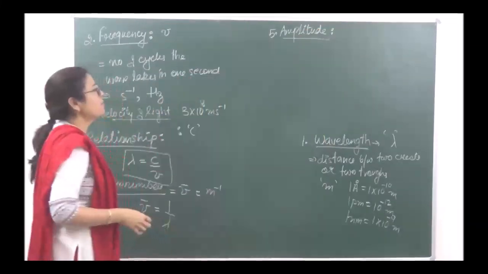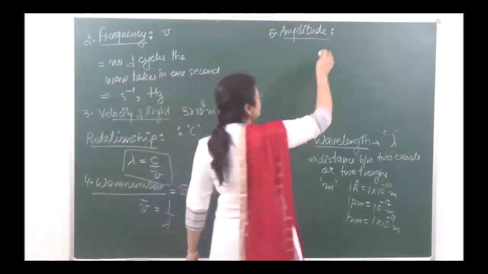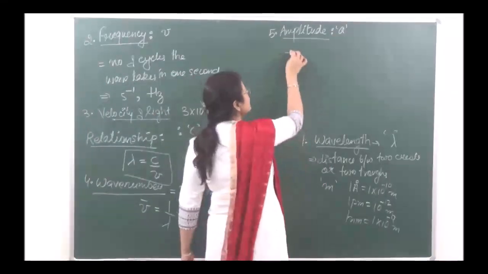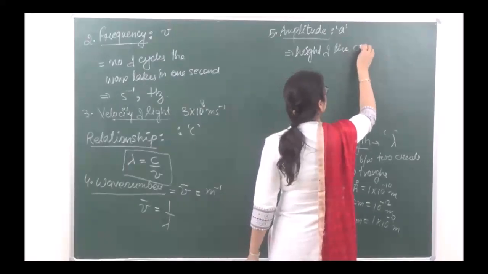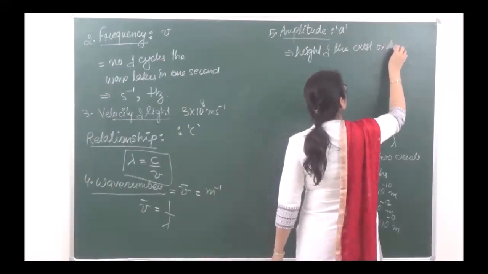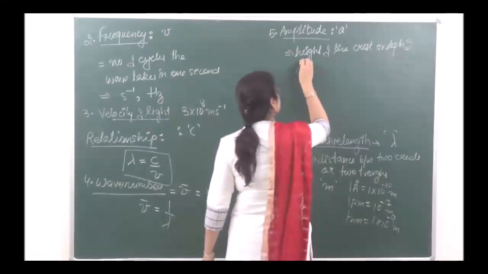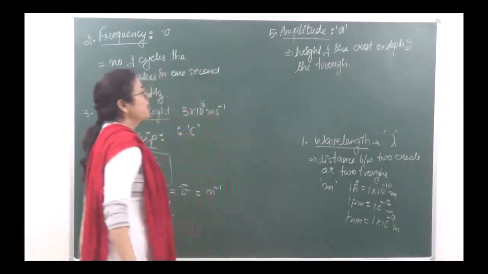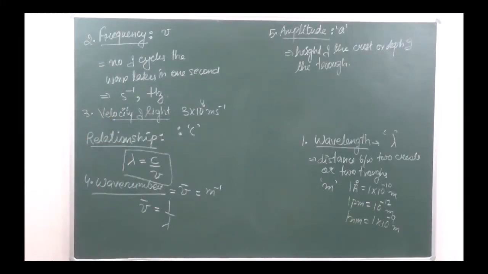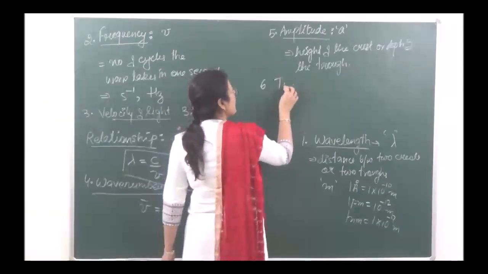Another characteristic which we have is amplitude. Amplitude is denoted by A, and it is the height of the crest or depth of the trough. Right? It is the height of the crest or depth of the trough. This is going to be measured in meters. Because it is a distance, it has the same unit as what? As the wavelength, right?